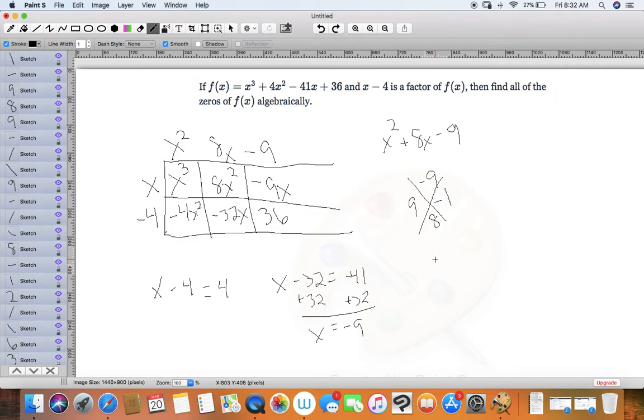All right, so 9 times negative 1 is negative 9. 9 plus a negative 1 gives us a positive 8. So our factors are x minus 4.